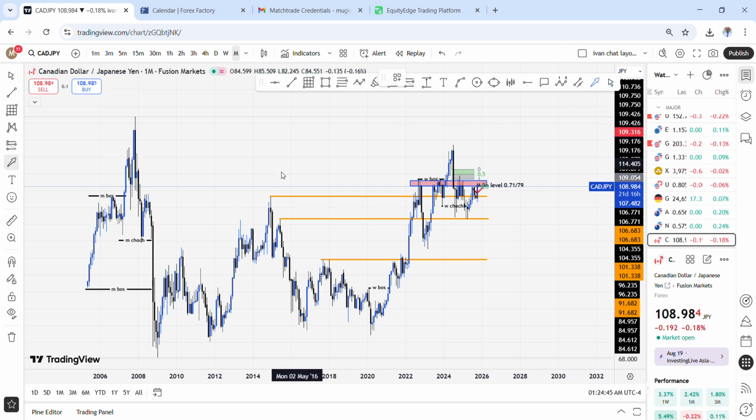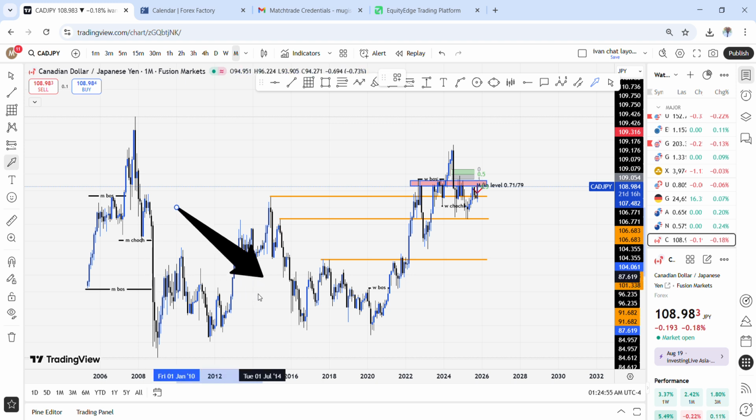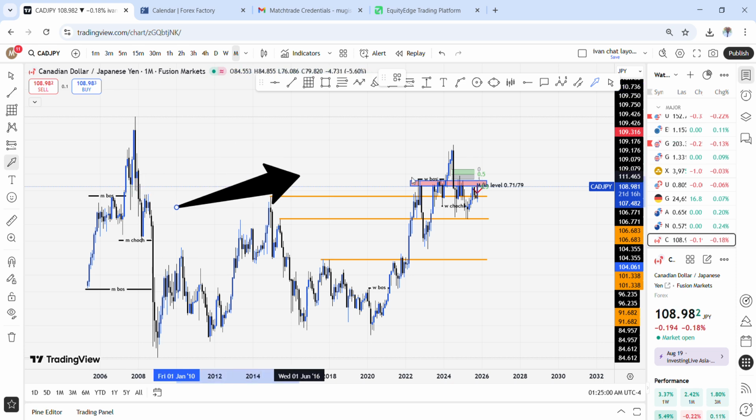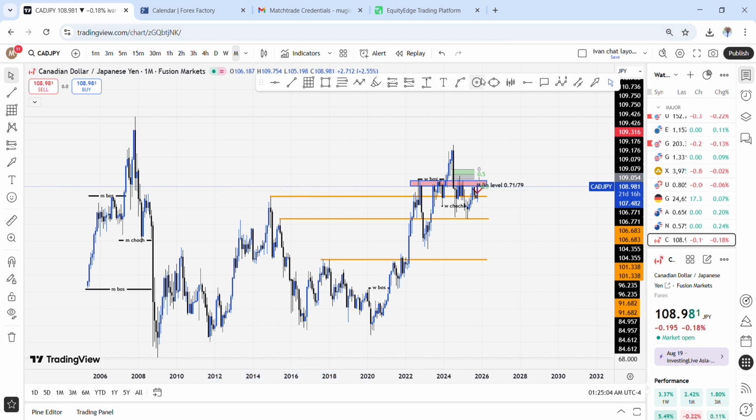So when we go here, we see that on a monthly time frame, markets show us from 2006. From there we got a break of structure, then we got a change of character, a break of structure, and now the price is here. But now let's not go behind to focus on all this, but let's focus on this place around here. So what do we see?